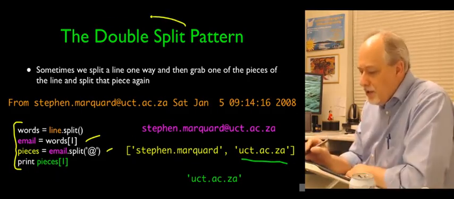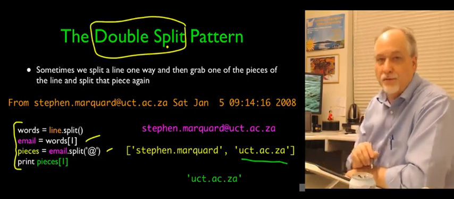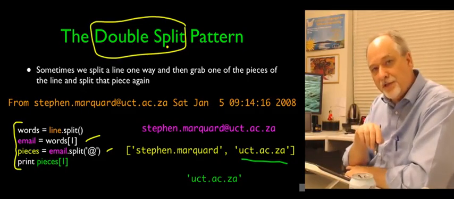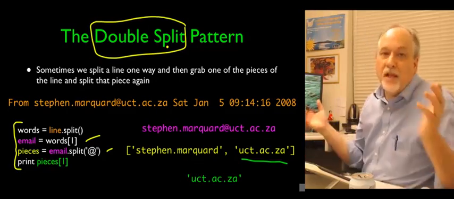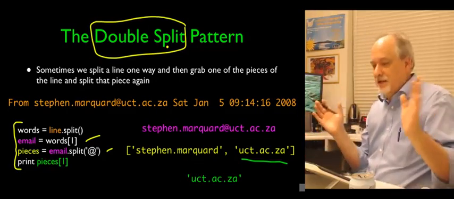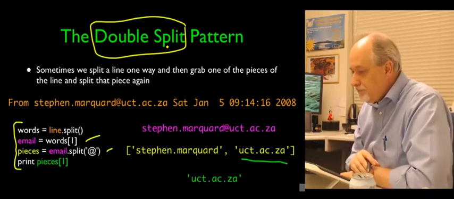So this is what I call the double split pattern, where you split a string into a list, then you take a thing out, and then you split it again, depending on what data you're looking for. This is just a technique. It's not the only technique.